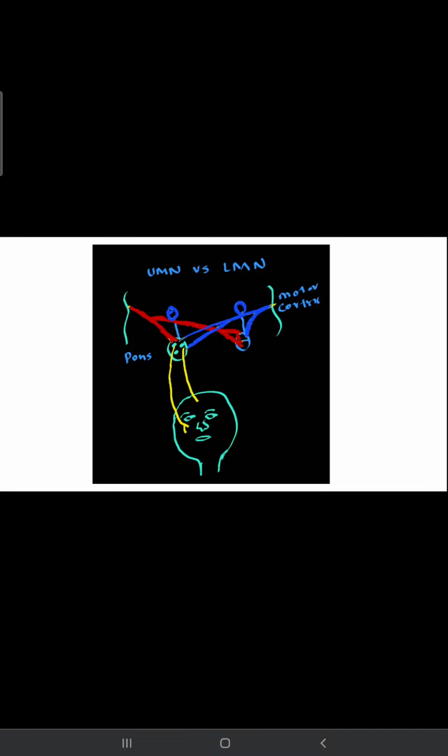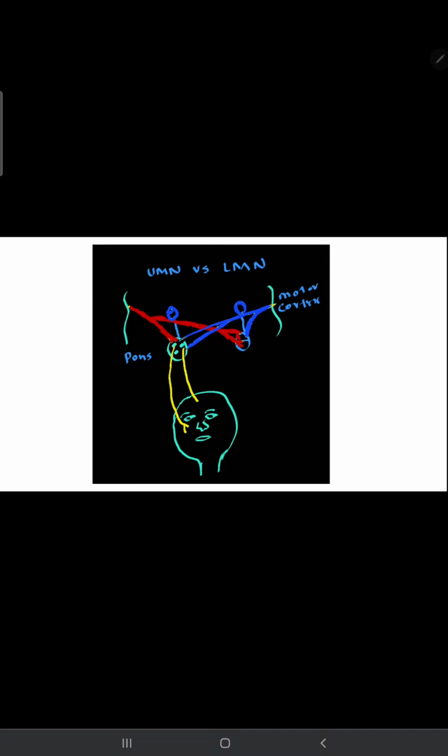Now let us know about the difference between upper motor neuron lesion and lower motor neuron lesion. Initially we have to know about the normal things. In the figure you can see this is the motor cortex, this is the pons, and this is the nucleus of the facial nerve. This nucleus receives fibers from the same side, ipsilateral, and the opposite side, contralateral. The opposite side is mainly responsible for supplying the inferior part of the face, but the same side is responsible for the upper part.